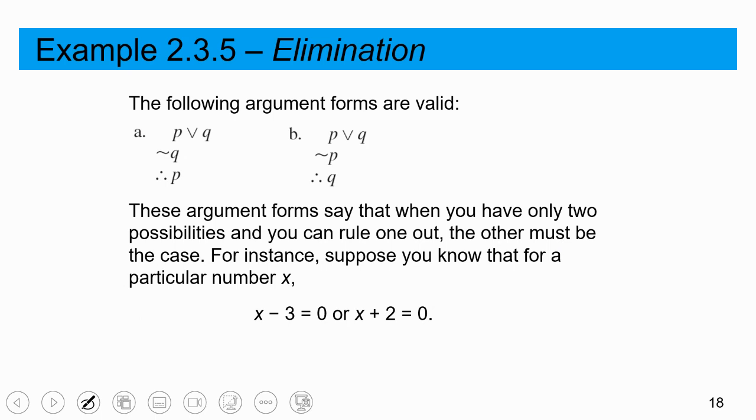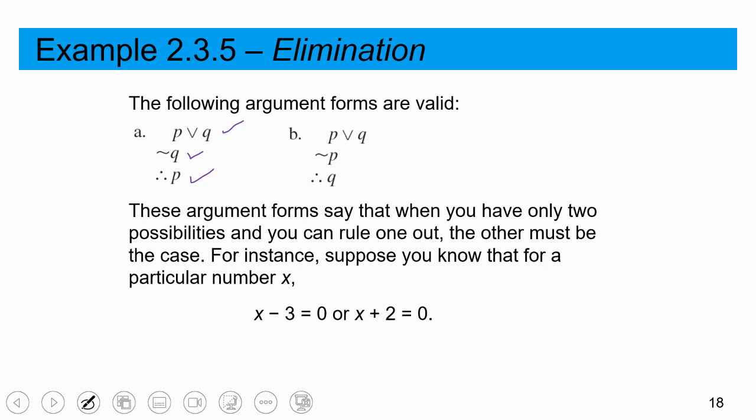All right, here are some other valid argument forms. So we have P or Q. We know that P or Q is true. And we know that not Q is true. Well, if not Q is true, then that means Q is false. And if P or Q is true, then we can conclude that P must be the one that is true.